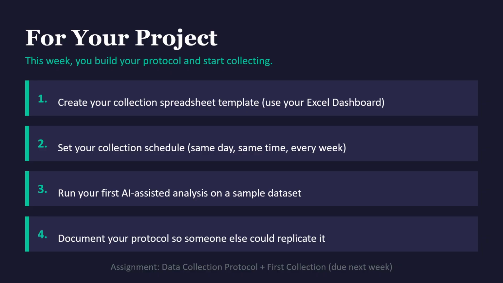Specifically for your project, right? You're building your protocol, you're collecting. You may even have collected last week, and that's fine. Maybe your collection will change a little bit, and then you need to take that into account. But you want to create your collection spreadsheet template, set your collection schedule, same day, same time, every week. Run your first AI-assisted analysis on the sample data set, and document your protocol so someone else can replicate it.